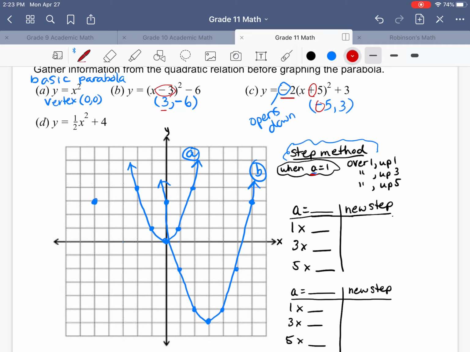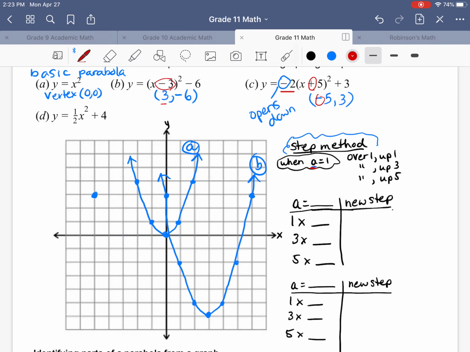First, though, we need to calculate our new step. So I've set up a little chart here on the right, and we're going to calculate our new step for when A is equal to 2. So we have 1 times 2. So we use the basic step, so the 1, 3, 5, and then we multiply it by our new value for A. So 1 times 2 gives us 2, 3 times 2 gives us 6, and 5 times 2 gives us 10. So this means our new step, instead of being 1, 3, 5, is 2, 6, 10.